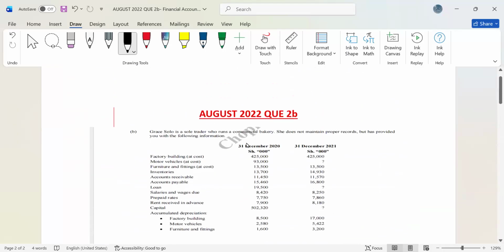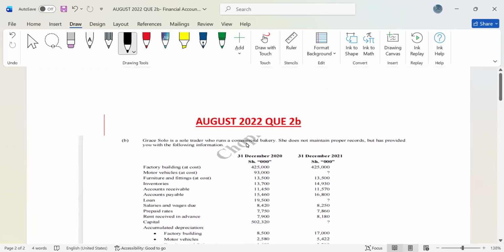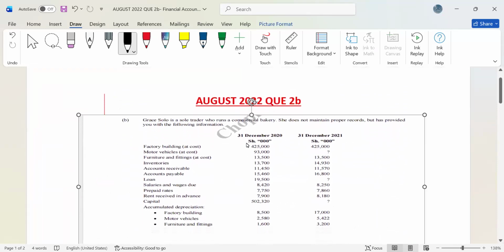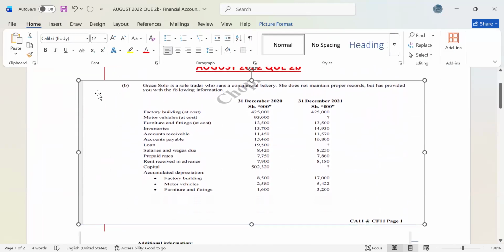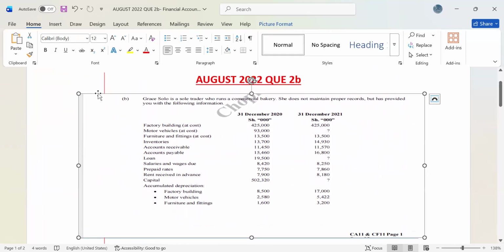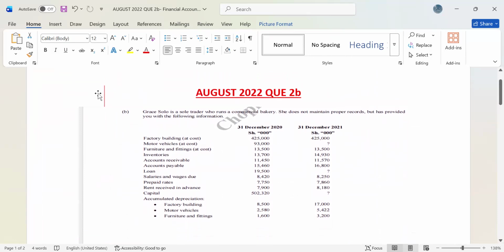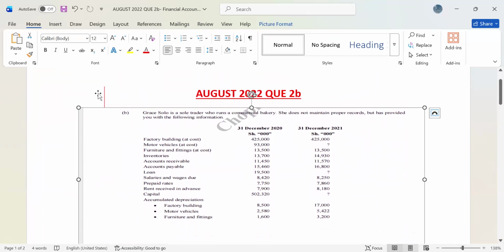Okay, so our question reads, this is August 2022 question number 2B, question on financial accounting. The question reads that Grace Solo is a sole trader who runs a commercial bakery. She does not maintain proper records, but has provided you the following details. As you can see, we've got the statements for 2020 and the one for 2021. All of them are ending 31st December of that respective year.